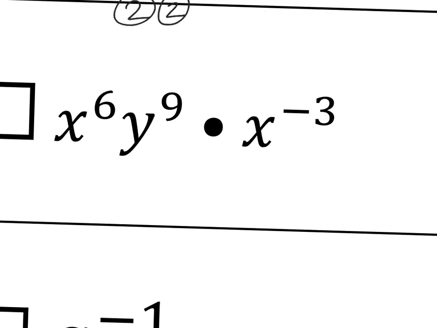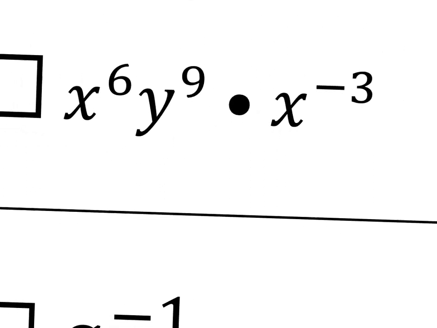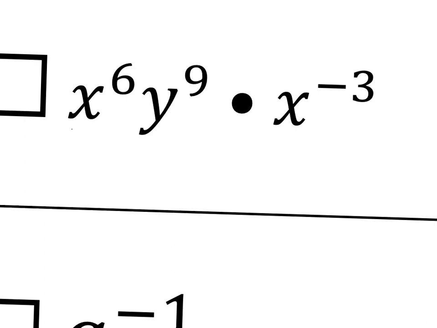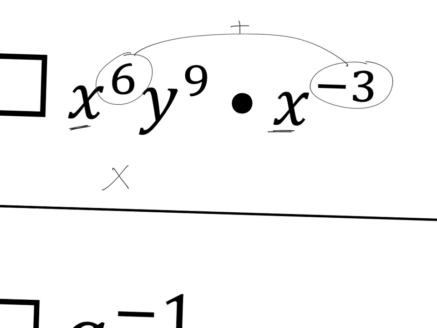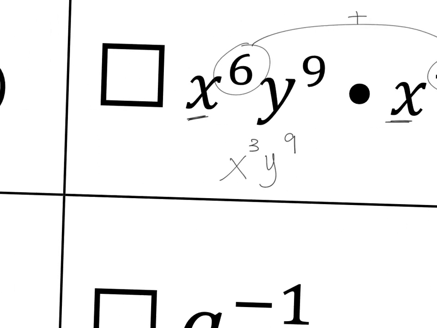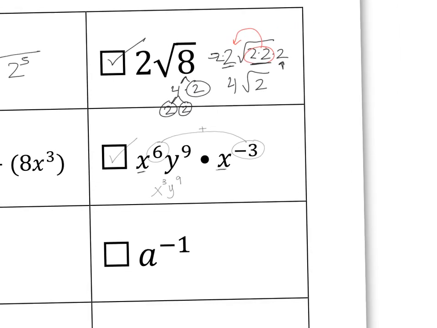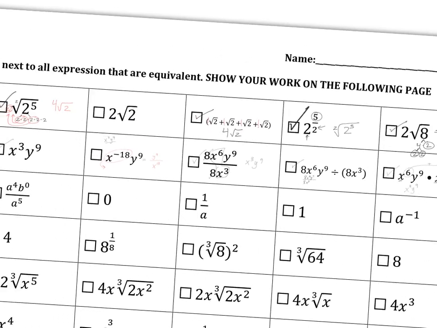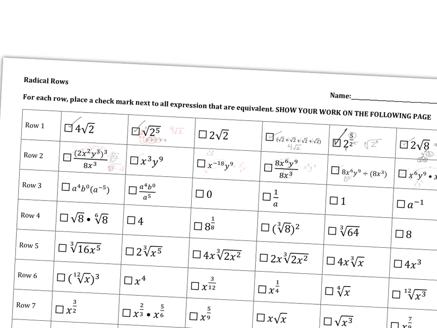All right, let's do some multiplication. If I have like bases, I'm going to add the exponents. So that means x and positive 6 plus negative 3 gives me positive 3. And y to the ninth doesn't have any like bases, so it'll stay the same. So that means I get x to the third, y to the ninth for that one as well. So I have checked every single box on that row except for the third one.